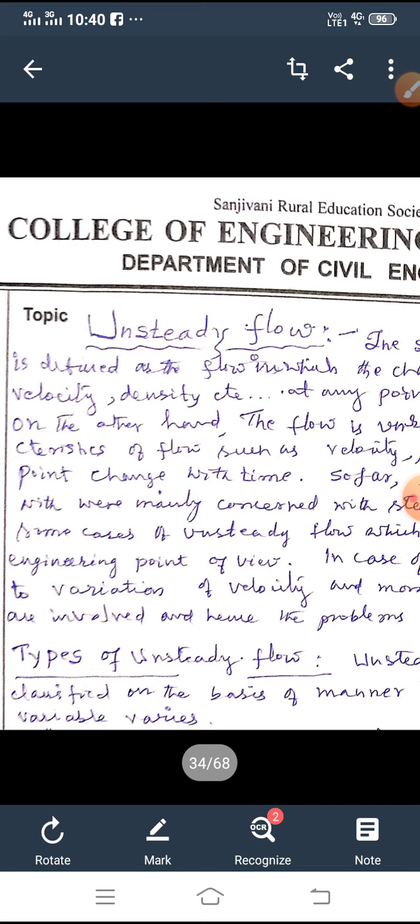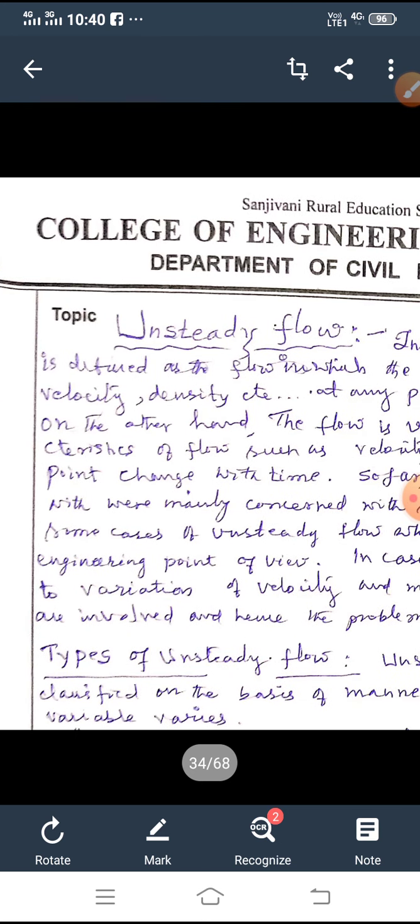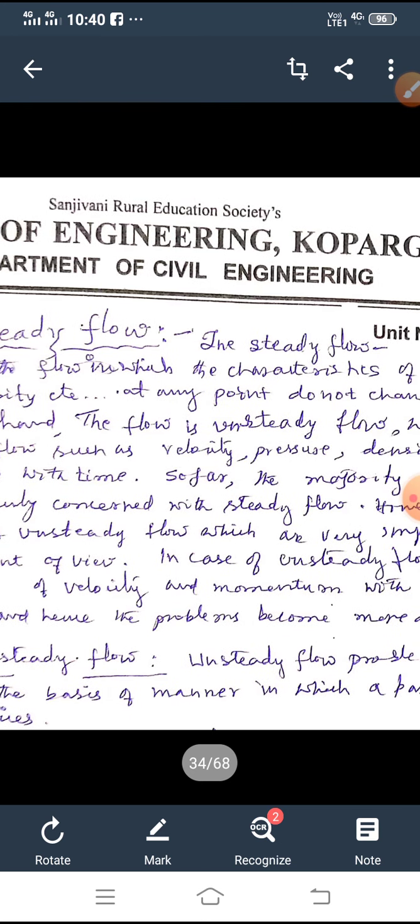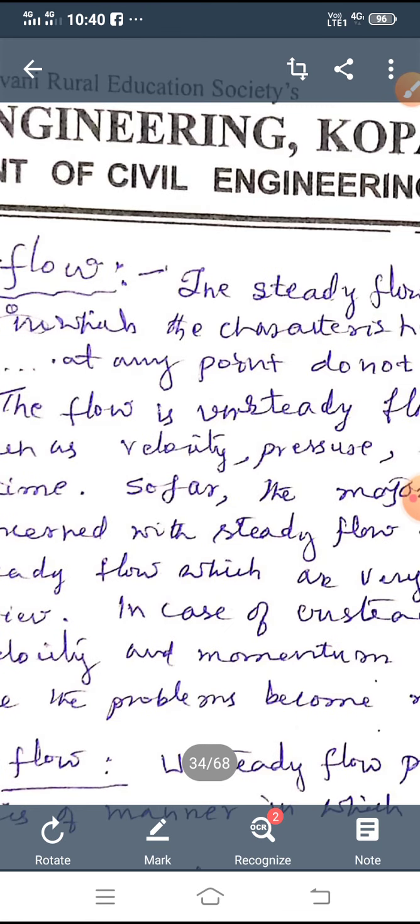Today we will study Unit 1B, Unsteady Flow. In the last year, in second year, FM1, we have already studied what is steady flow. Steady flow is a flow in which the flow characteristics such as velocity, density, pressure at any point do not change with respect to time. Whereas unsteady flow, on the other hand, these characteristics will change at any point with respect to time. That is the difference between steady and unsteady. You are aware of it.